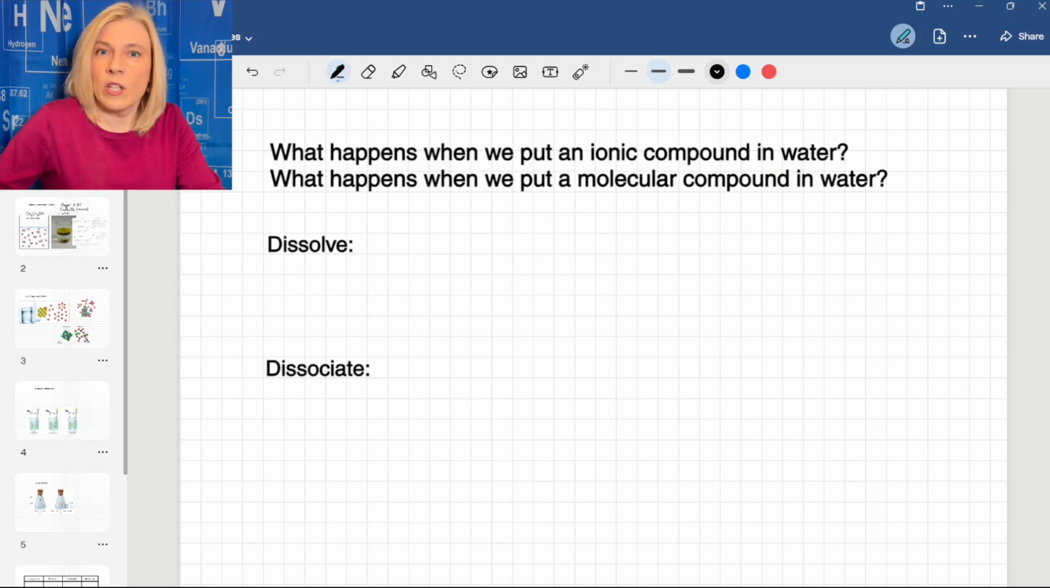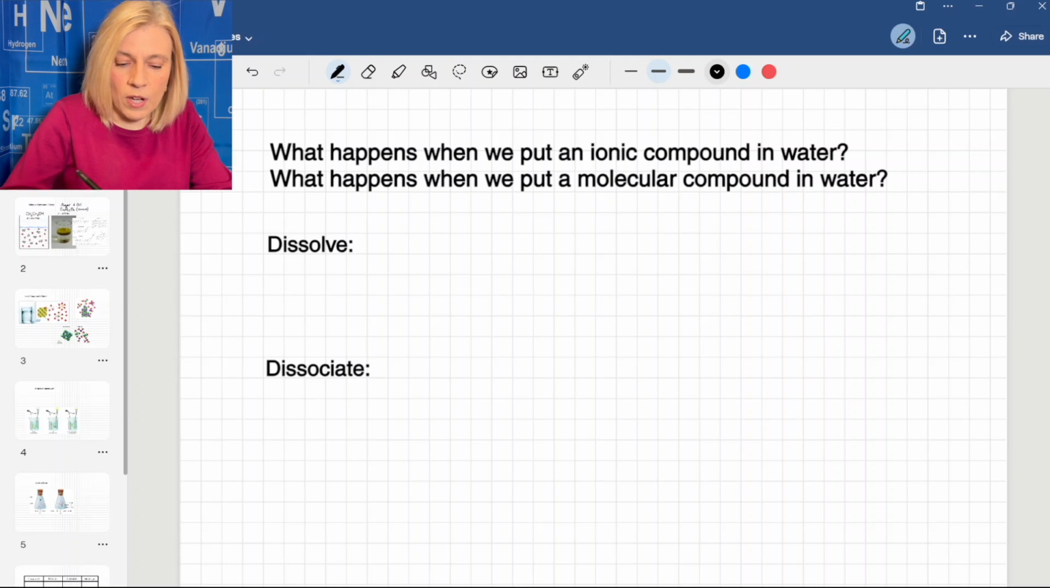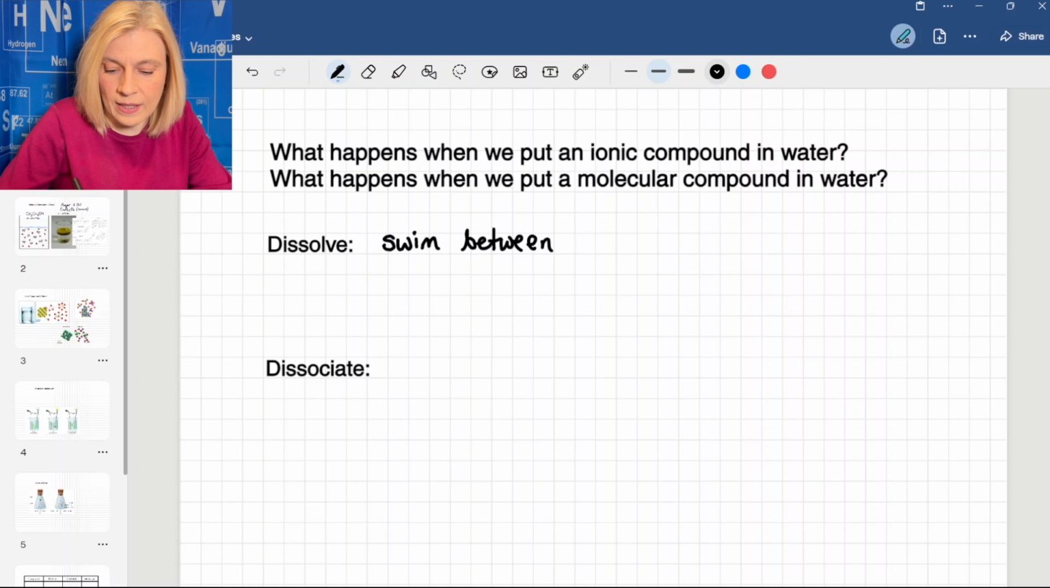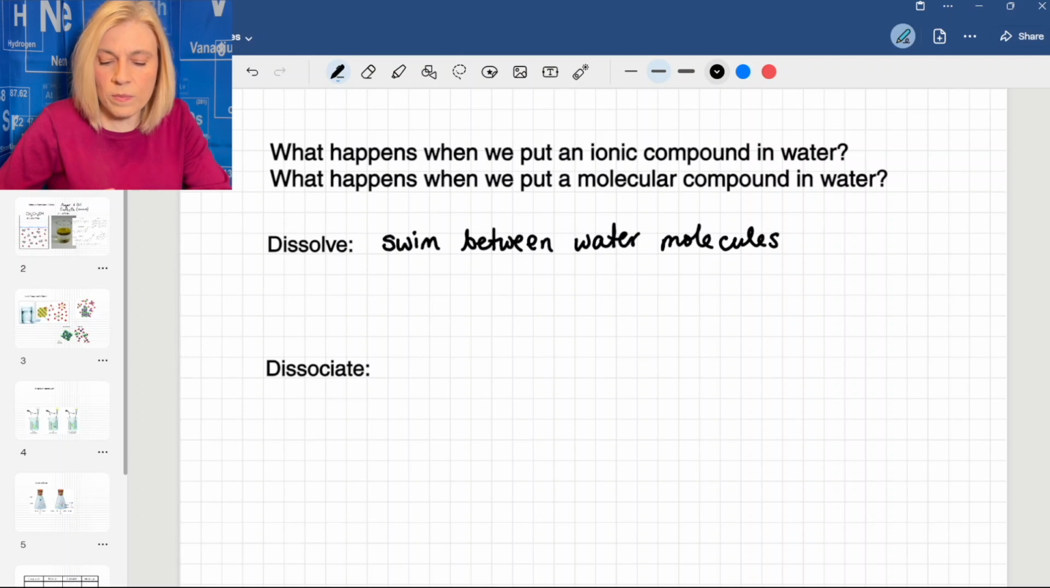Before we answer the question, what happens when we put ionic and molecular compounds in water, we need to understand the difference between these two terms. What does dissolve mean? And what does dissociate mean? Many times, students don't even pay attention to these two words. They use them interchangeably, but they cannot be used interchangeably because they really mean two different things. So, what does dissolve mean? When I think of dissolve, I'm going to say dissolve means can a compound or an ion swim between water molecules? Can it swim between water molecules?